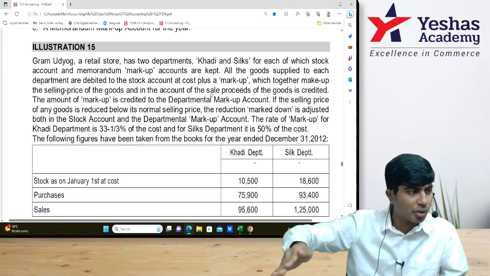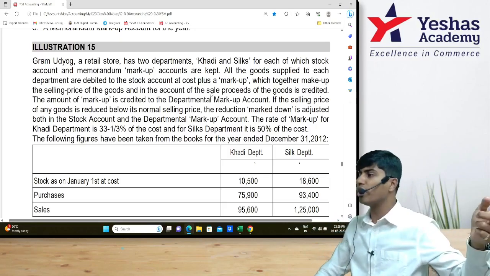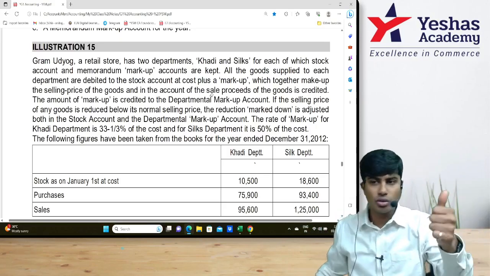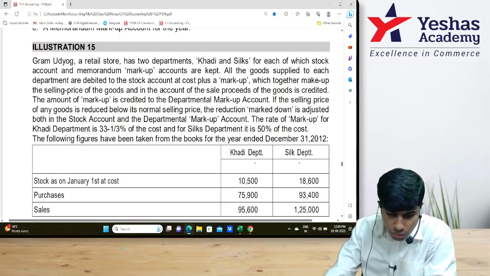There will be nothing left in the memorandum stock account. We'll not find profit or loss there, and in our markup account, what we find will be our profit. Do you agree with me? Yes or no? Okay. Then they're telling us how to do it.